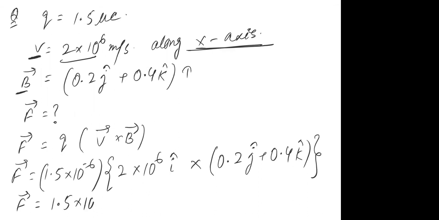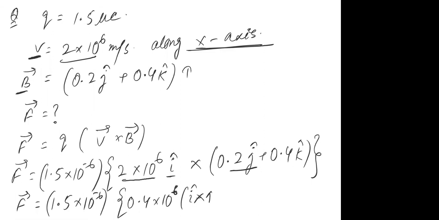1.5 into 10 to the power minus 6 will be as it is. First, you will take the cross product of I and j. So you will write 0.4 into 10 to the power 6, because the magnitudes will simply be multiplied, and the cross product I cross j has to be taken. Plus 0.8 into 10 to the power 6, and this will be I cross k. I hope you are getting everything. What will be the value of I cross j? Who will tell me?